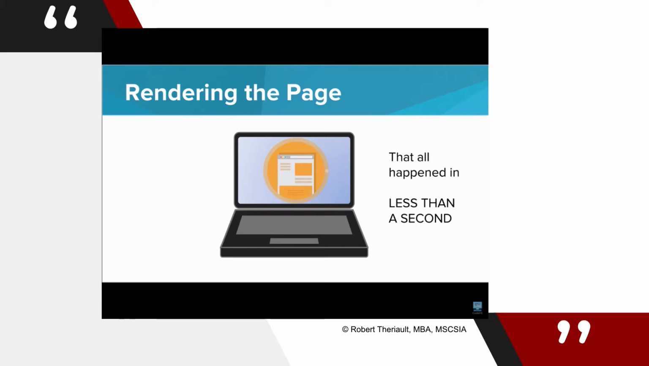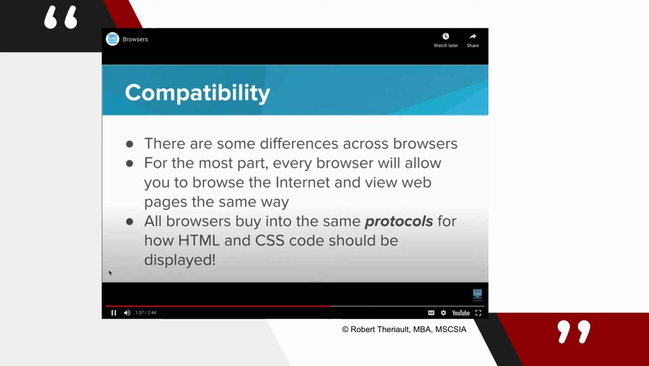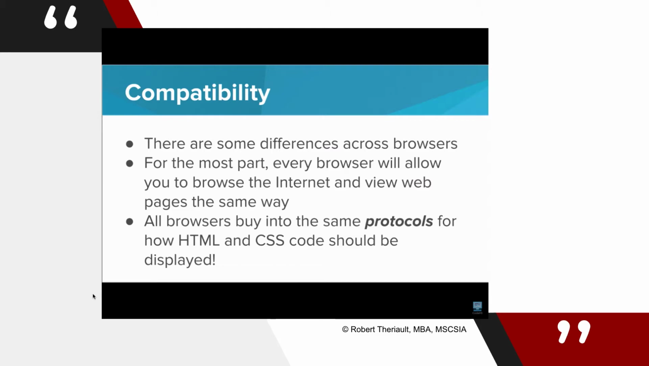It's incredible. Now what's cool is that no matter what browser you use, generally you're going to be able to view the internet in the same way. There are some differences across browsers, but for the most part, every browser will allow you to browse the internet and view web pages in pretty much the same way, because all browsers buy into the same protocols for how HTML and CSS code should be displayed. It's very well defined how the code should be displayed, and if a browser wants to be used by people like us, then it needs to buy into these protocols and display HTML and CSS code the way that it should be displayed.